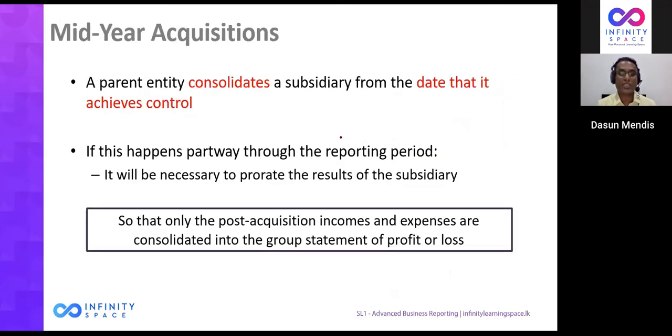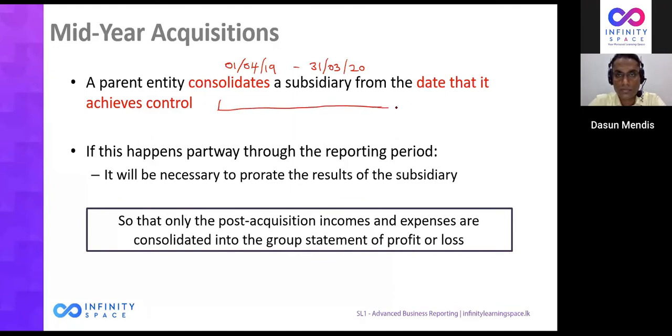That may be a mid-year acquisition. That means, in this question, the financial year is 1st April 2019 to 31st of March 2020. Now, let's say this is the financial year. During the year, let's say exactly at the middle of the year, on 30th September 2019, there was an acquisition. 6 months here, 6 months here. This is a mid-year acquisition.